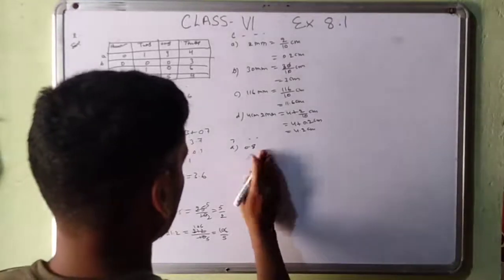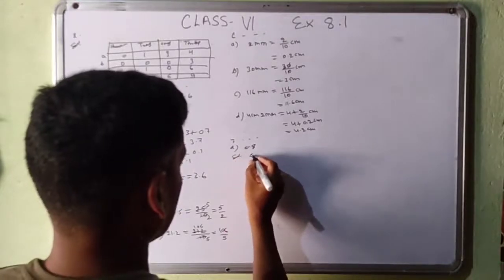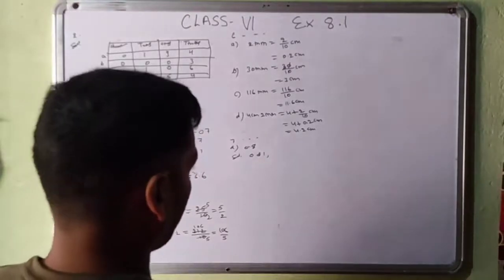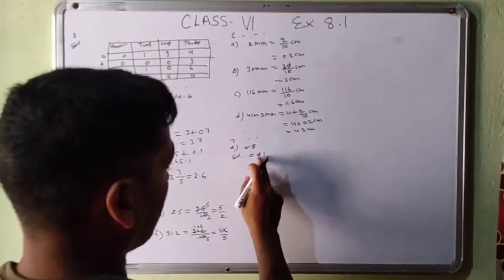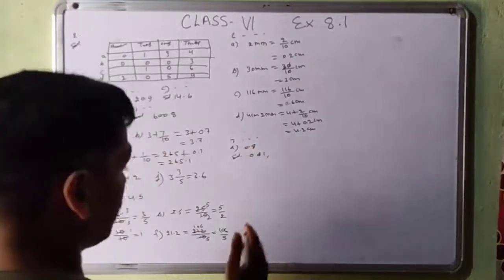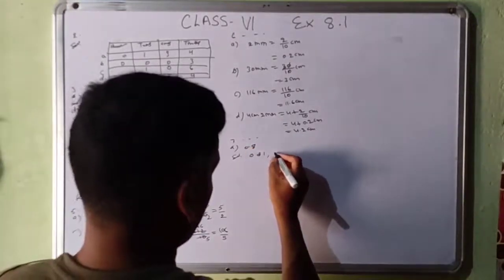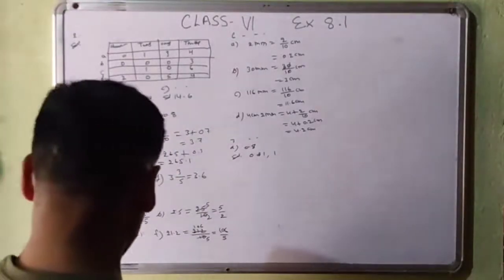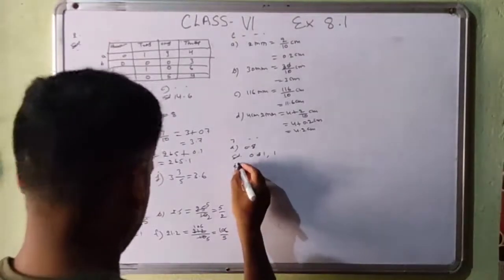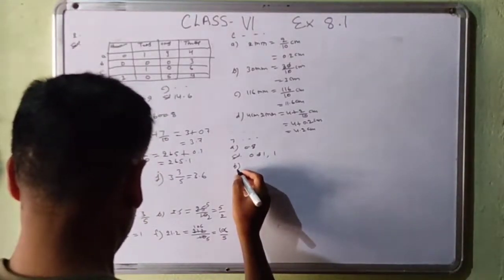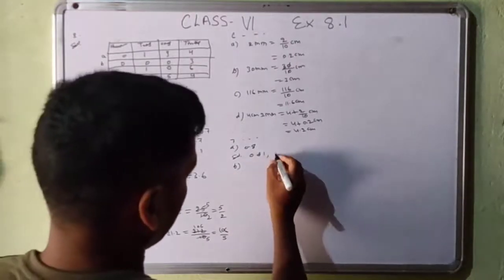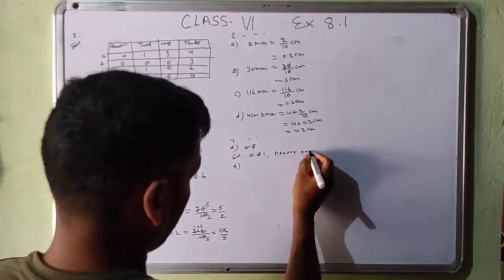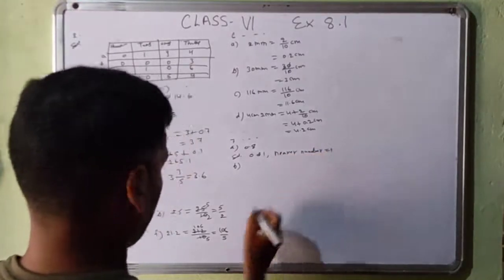0 and 1. The number lies between these two whole numbers. You can see the diagram also, and it is near the 1, so you can write only 1. Or you can write the nearer number. Nearer number is equal to 1.